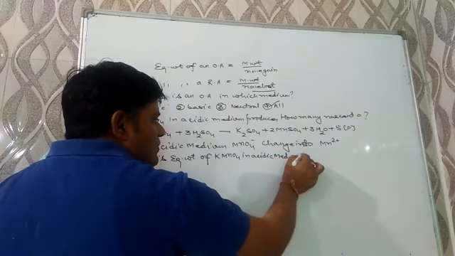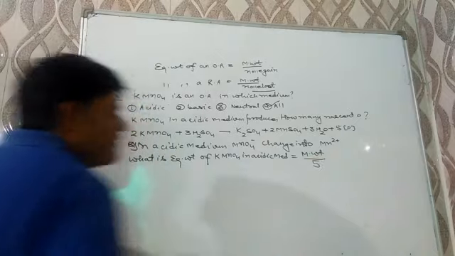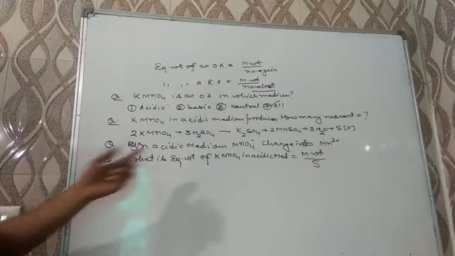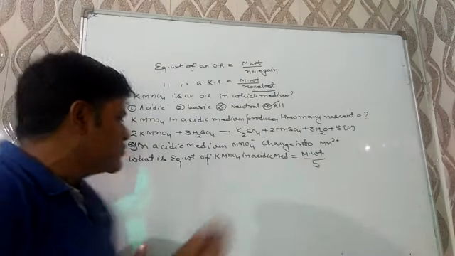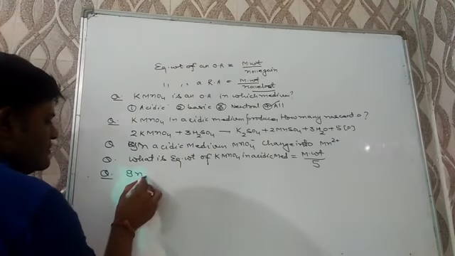It will be equal to molecular weight upon 5, as 5 electrons are added, as the oxidation number changes from +7 to +2. In the same way, we can discuss strongly basic medium.